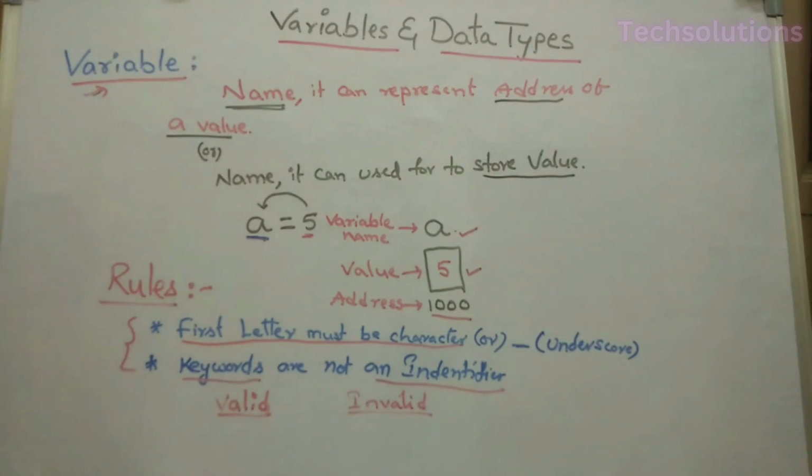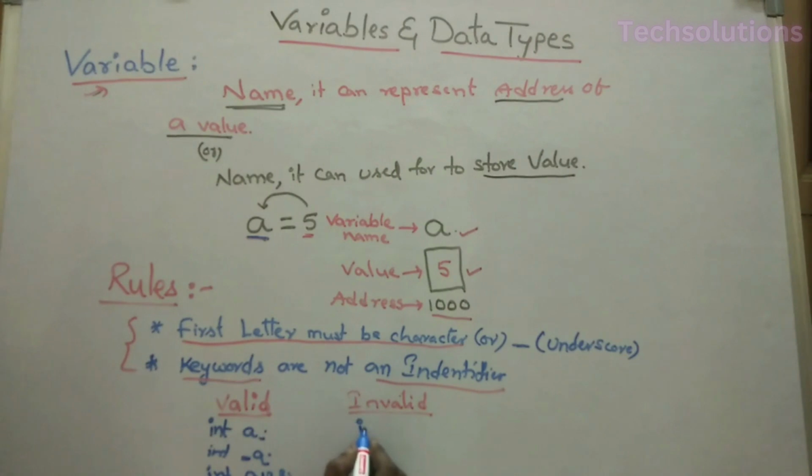Invalid variable name, right? Suppose I declare int a, it is valid. Suppose int _a, it is valid. Suppose int a123, it is valid, because the first letter must be a character, otherwise an underscore is also acceptable. A character followed by numerical values is also acceptable.